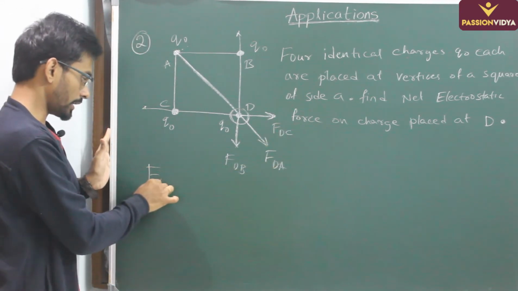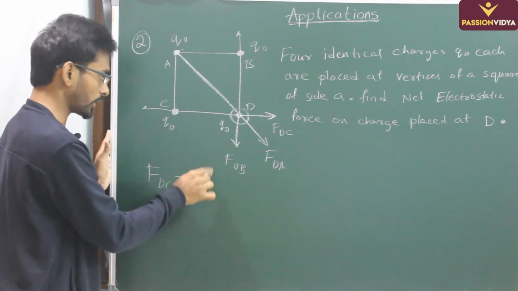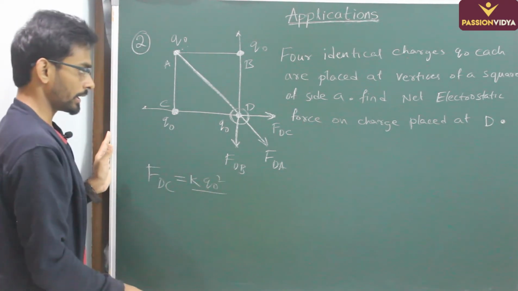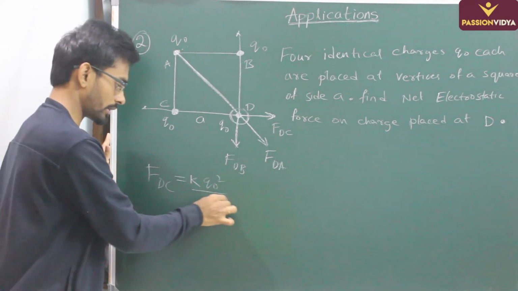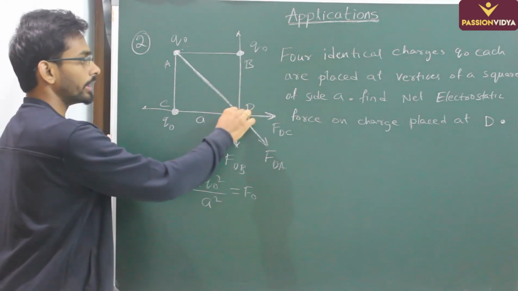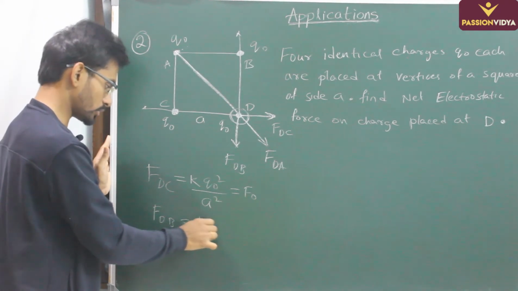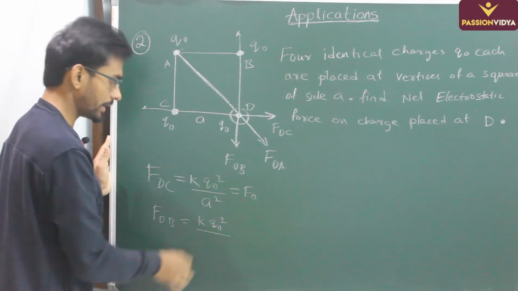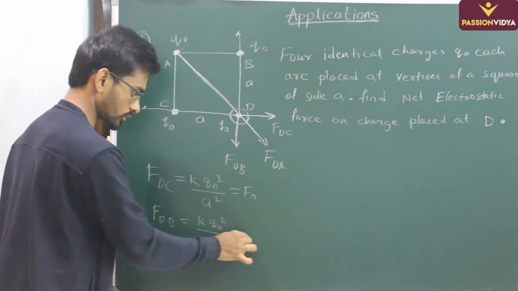So force on D due to C: K into Q1 Q2, Q0 and Q0, so it will be Q0 square by the distance between these two charges, which is side A, so A square. Let it be F0. Next, force on D due to B is K into Q1 is Q0, Q2 is Q0, so Q0 square by the distance between these two charges, which is again side A, so A square. So this is also F0.